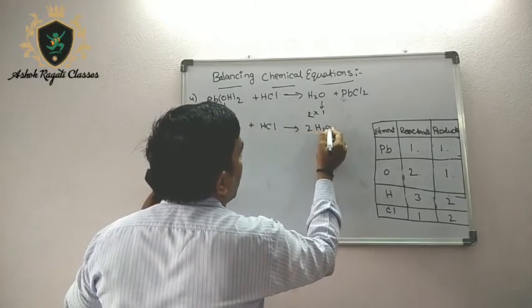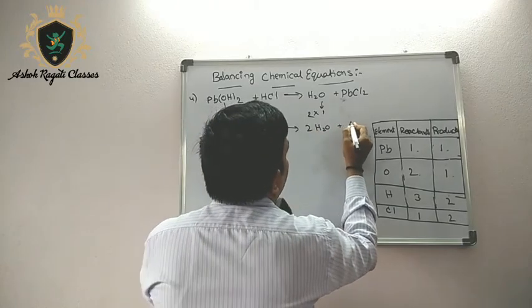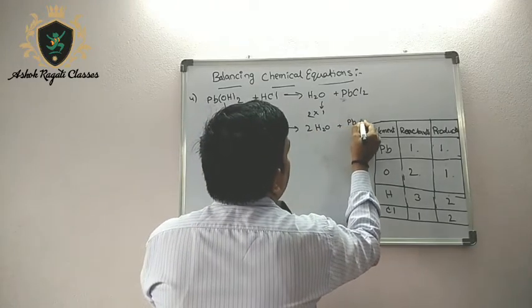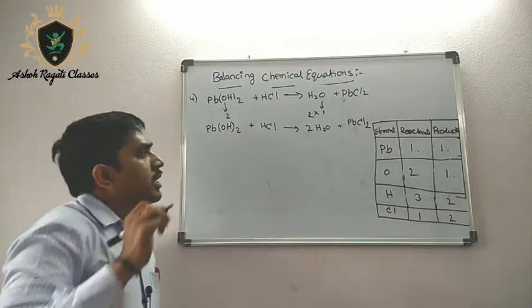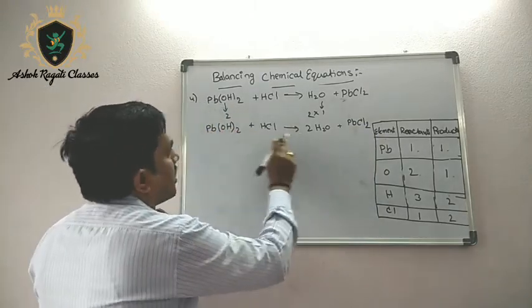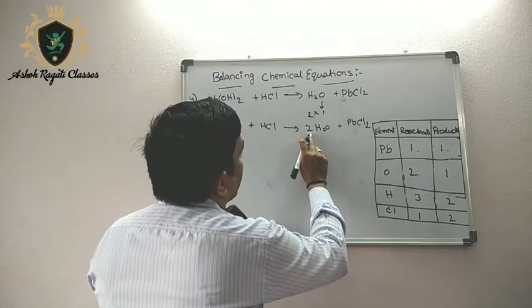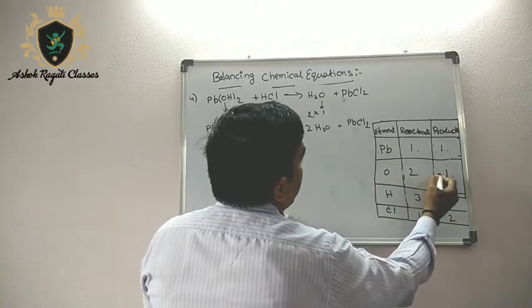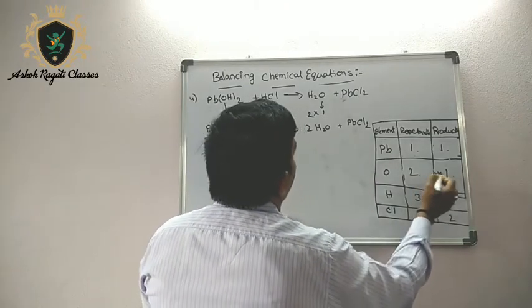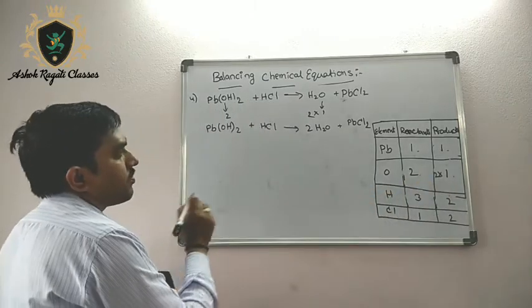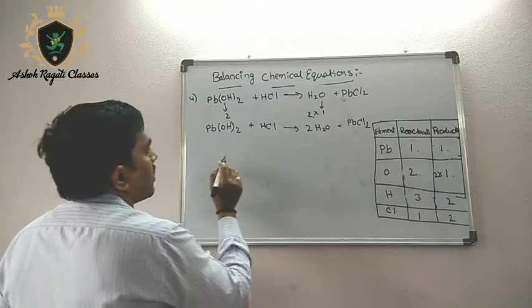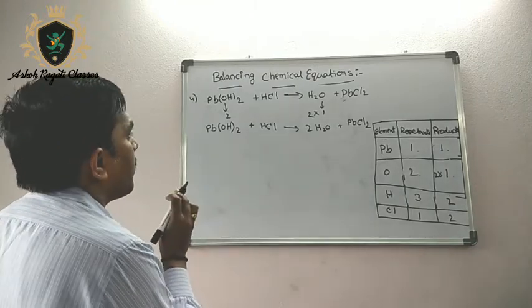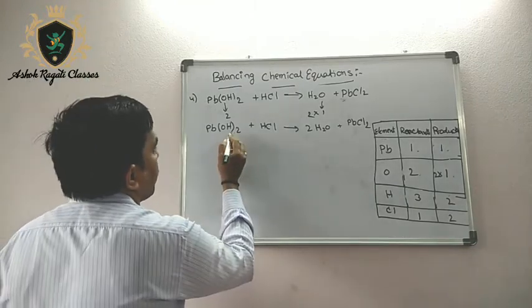2H2O plus PbCl2. See here, what changes did you do? Oxygen is multiplied with 2. So now check it: 2 into 1, 2 into 1. Now see the hydrogen number.